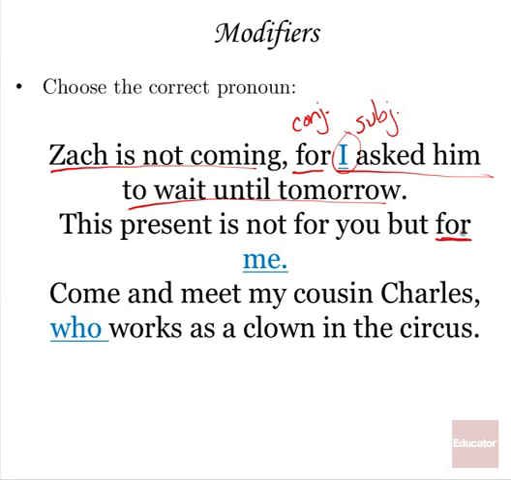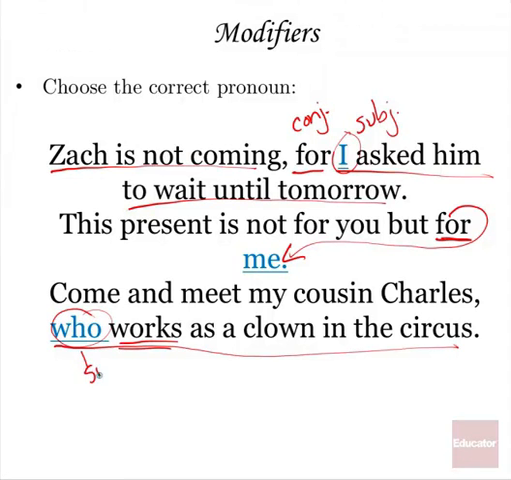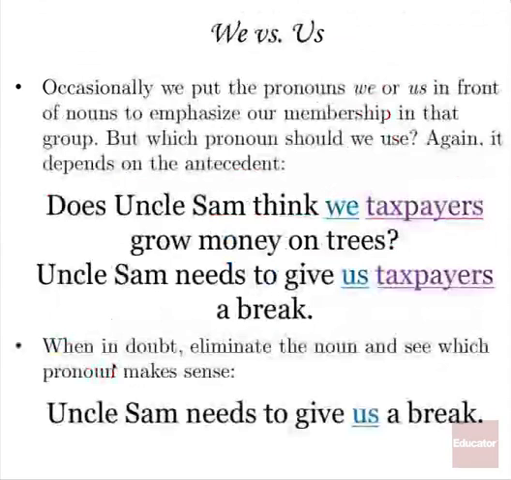This present is not for you, but for me. Well, in this case, for is acting like a preposition, so it has to have an objective pronoun for its object, me. And come and meet my cousin Charles, who works as a clown in the circus. Well, we're looking for a subject to do the action works, so we have to use the subjective case, who. Don't worry, we'll get into this in more detail toward the end of this lesson.